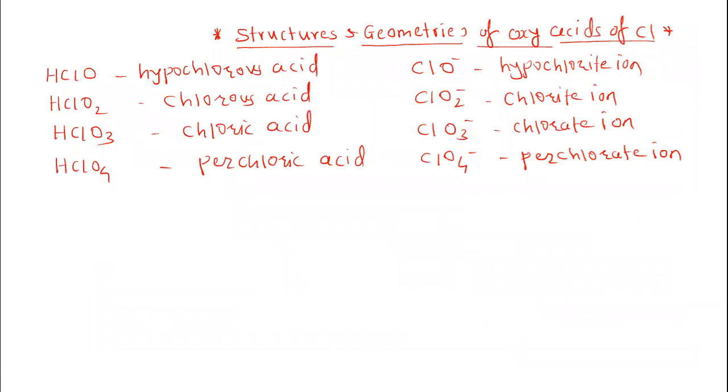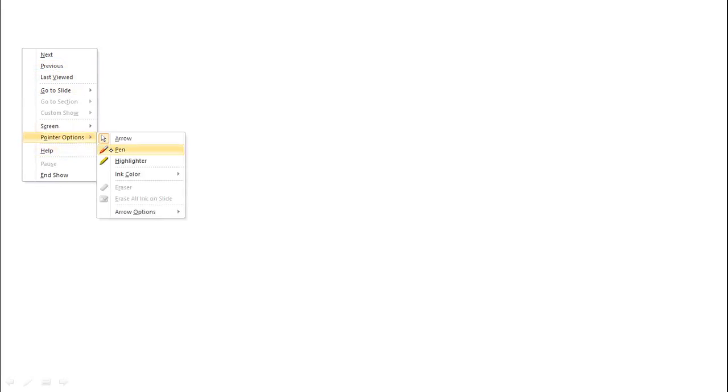Now let us take the second example, which is the chlorite ion, ClO2 minus. One oxygen is now additional. Let us represent the electronic dot structure. Chlorine is the central atom, and there are two oxygen atoms like this.